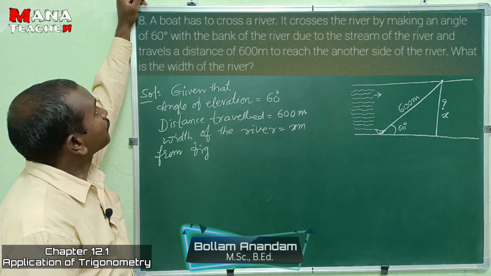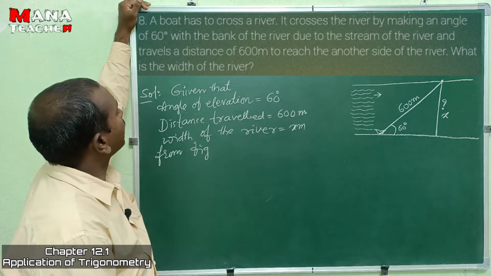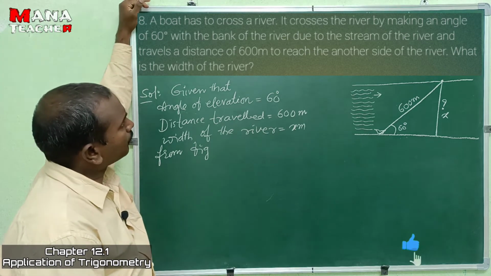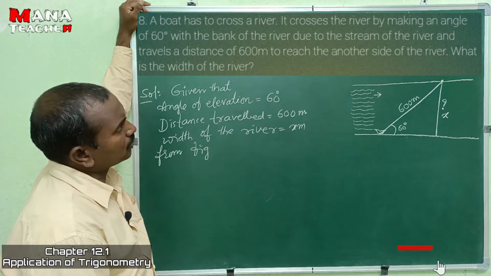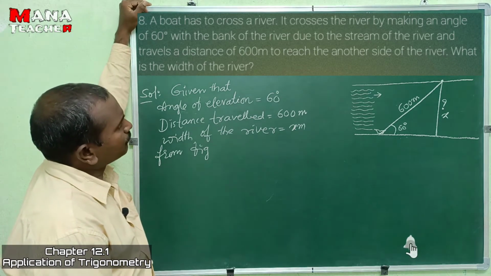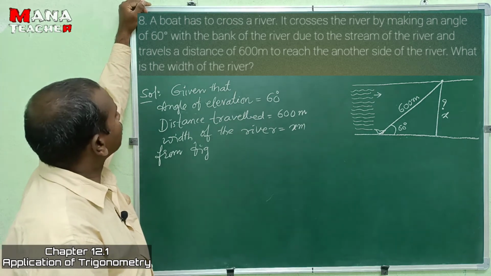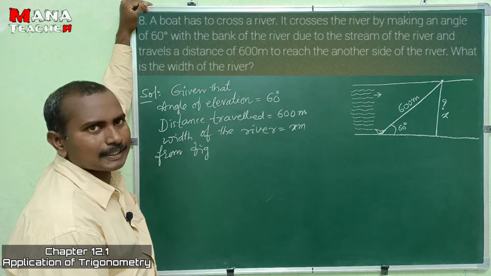Now, eighth problem. A boat has to cross a river. It crosses the river by making an angle of 60 degrees with the bank of the river due to the stream of the river and travels a distance of 600 meters to reach the other side of the river. What is the width of the river?